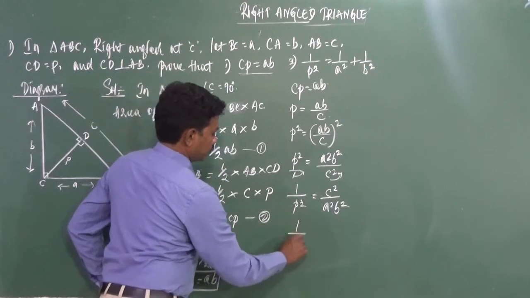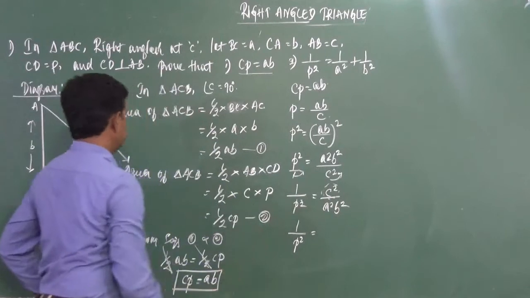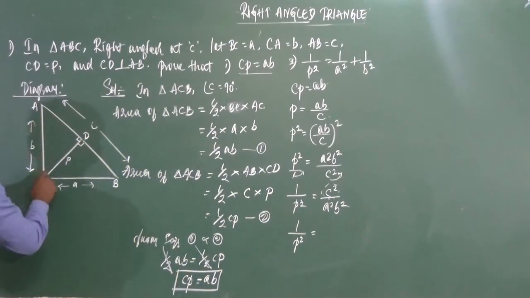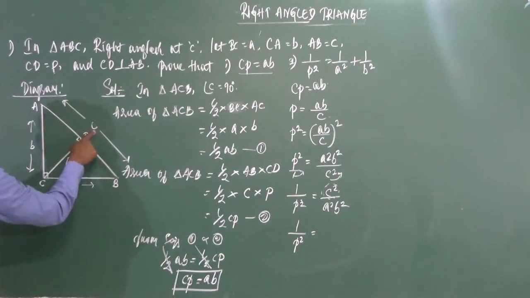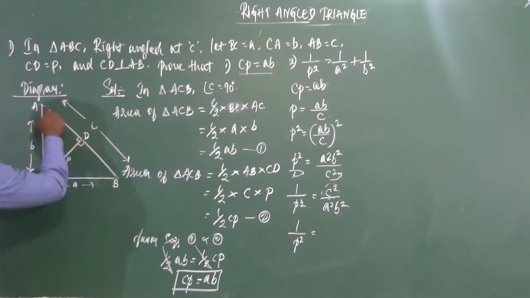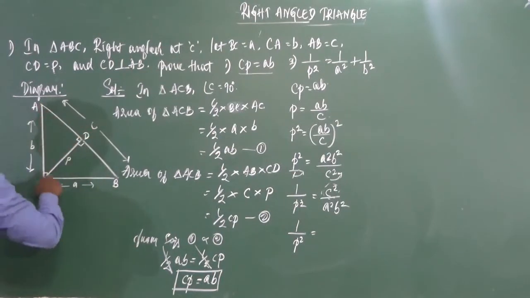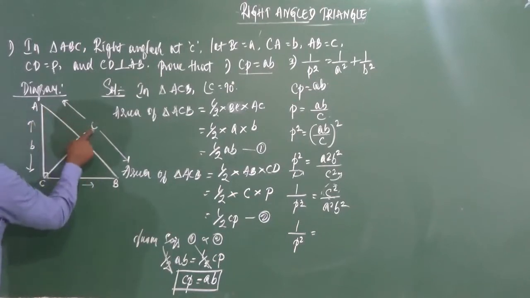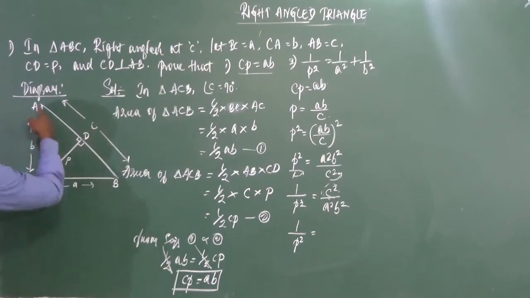So 1 by p square is equal to, instead of this c square, what we can do is apply Pythagoras theorem to triangle ACB, with angle C equal to 90 degrees, opposite to this is the hypotenuse, that is AB, which is represented by c. So applying Pythagoras theorem, c square, that is AB square, is equal to AC square plus BC square. For the symbols given, c square is equal to b square plus a square, or c square is equal to a square plus b square.